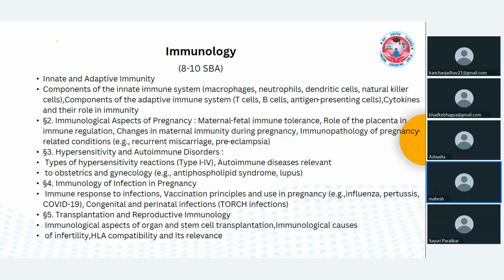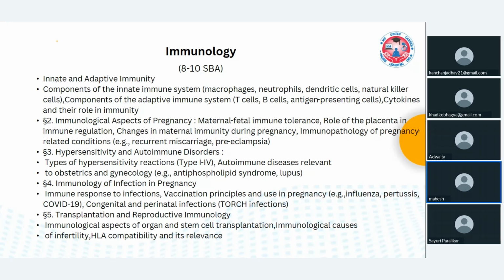Next important topic is immunology. Immunology will have around 8 to 10 SBAs, and the subtopics covered in this immunology module are that they are asking questions on innate immunity and adaptive immunity, components of the immune system like macrophages, neutrophils, dendritic cells, natural killer cells, etc. Components of the adaptive immune system like T cells, B cells, antigen-presenting cells, cytokines, and their role in immunity.